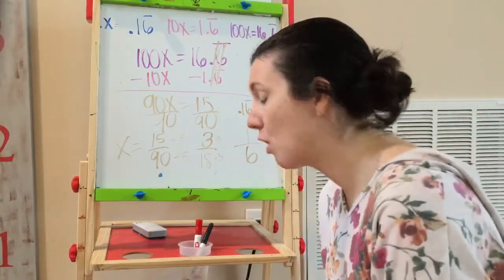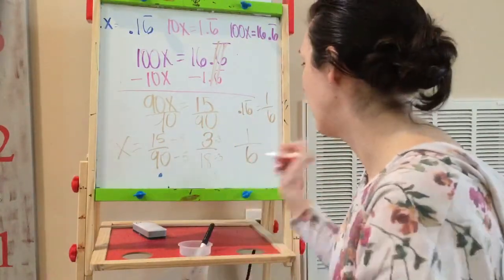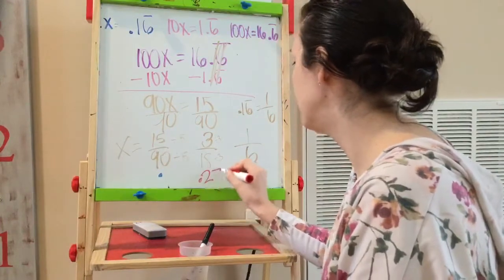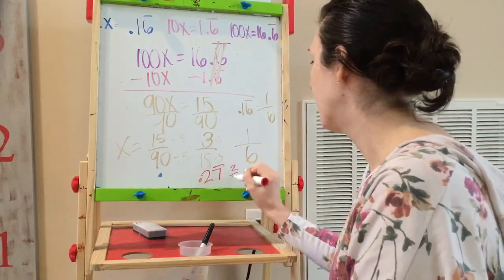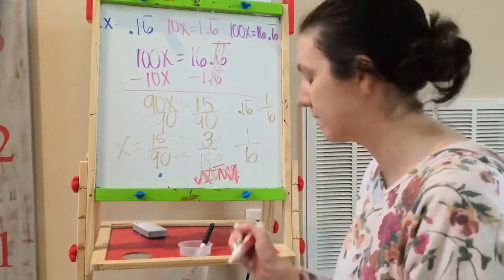And this is just a coincidence. You can't say, for example, 0.27 repeating. You can't just change that to 2/7. That was just lucky. It doesn't work like that all the time, so don't do that.